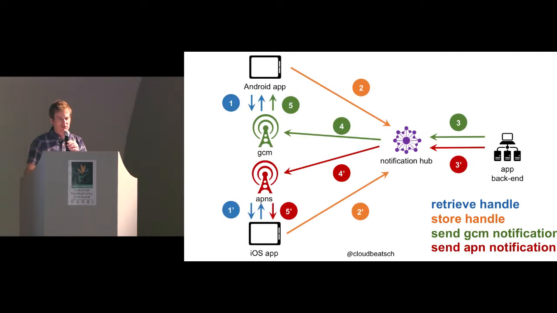So what happens if we have more than one notification platform? We simply register with the GCM handle, we register with the APN handle, and when we deliver the message, we actually deliver the GCM message and the APN message, and that gets automatically recognized by the platform and sent to the respective notification service.